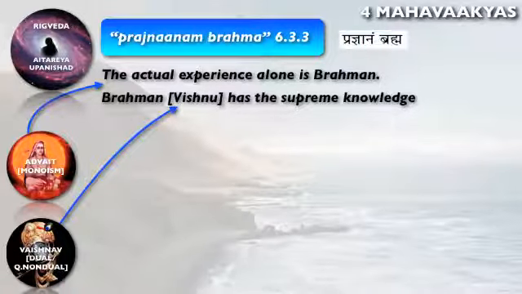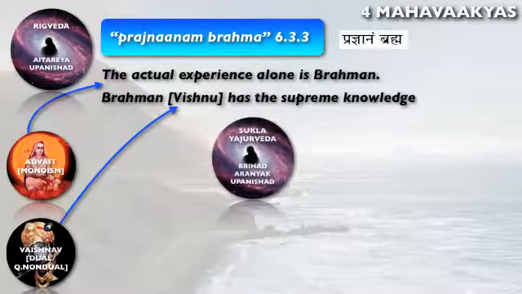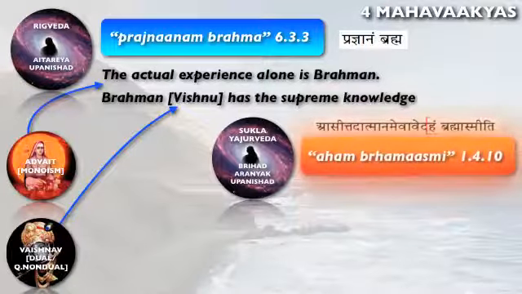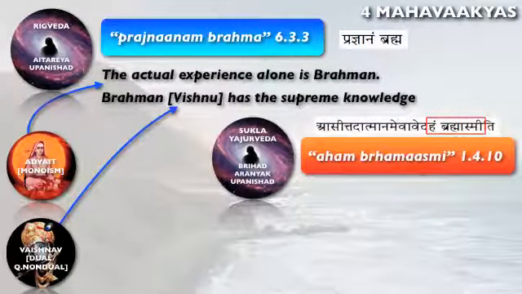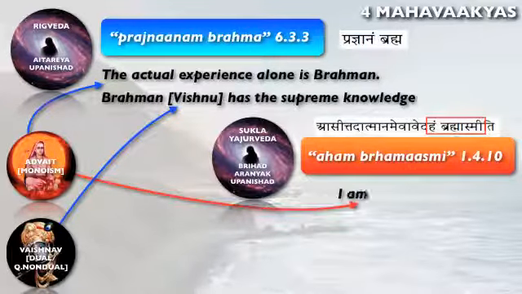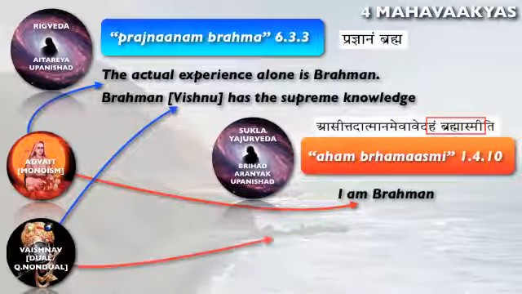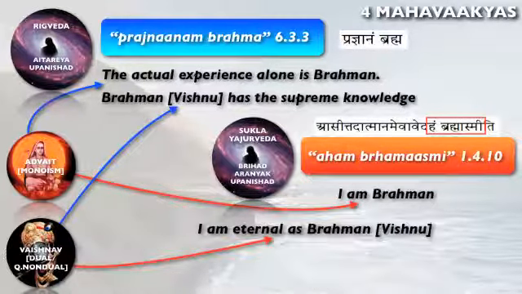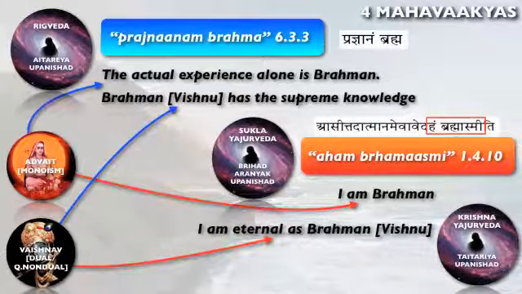The second Mahavakya is found in the Brihadaranyaka Upanishad of Shukla Yajurveda. It reads as Aham Brahmasmi. As per Shankara's teaching, we can understand the meaning as I am Brahman. As per Vaishnava teaching, we can understand the meaning as I am eternal and pure as Brahman or Lord Vishnu. The 4th chapter of Taittiriya Upanishad of Krishna Yajurveda puts the same Mahavakya in a slightly different wording as Aham Asmi Brahmasmi.